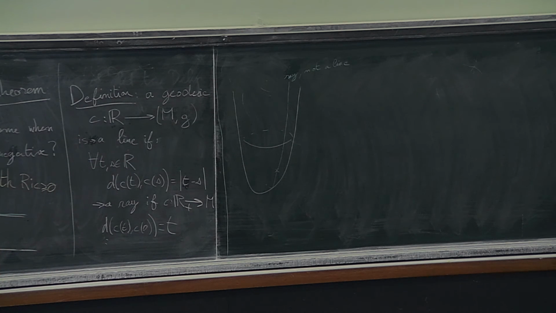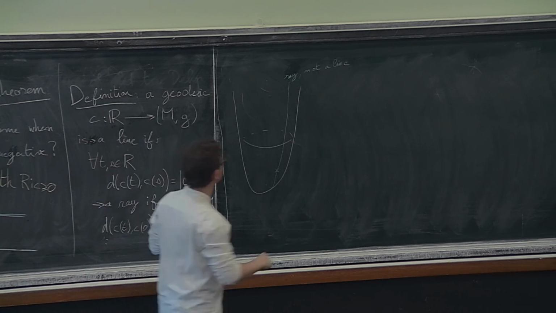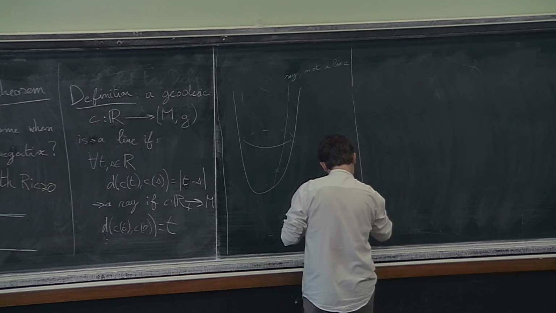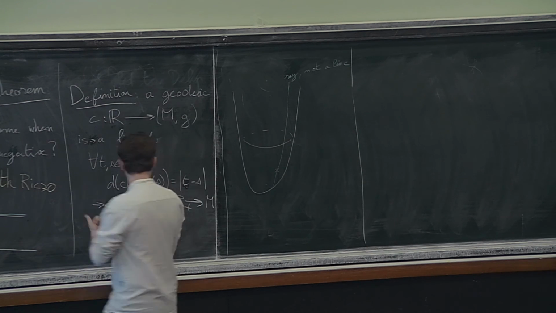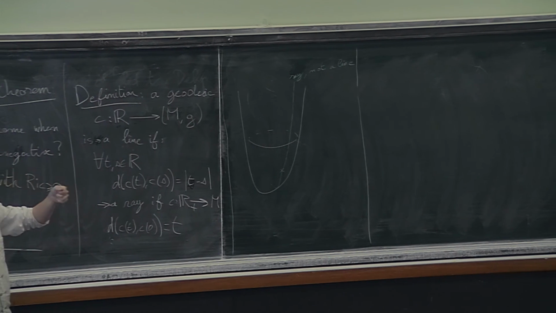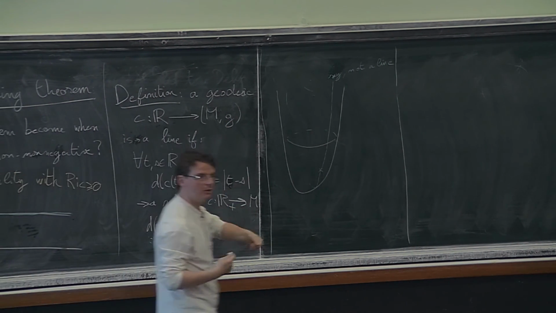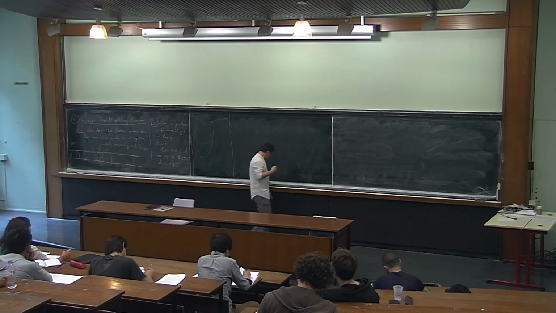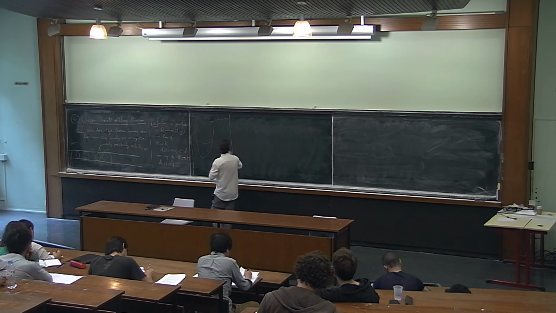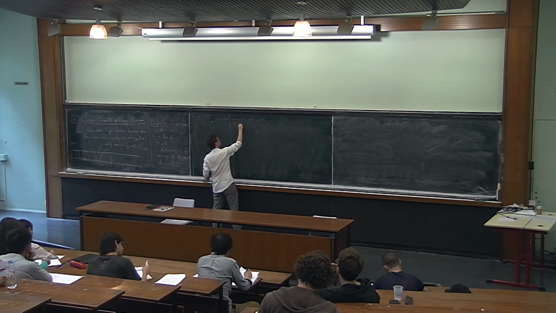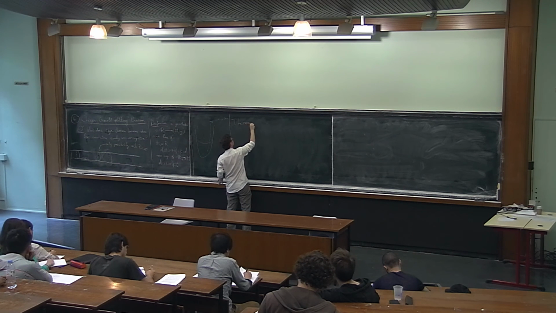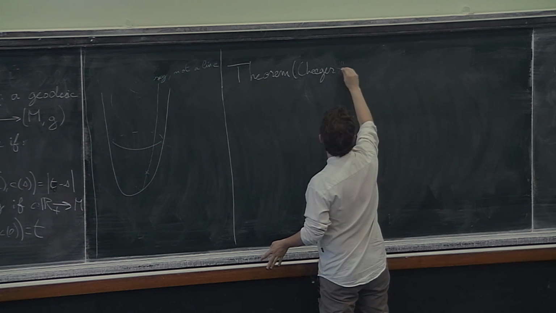Okay, so rays and lines give, and this is something I won't deal with, a way to capture the metric infinity of a Riemannian manifold. Well, now the theorem of the day. So that's by Cheeger and Gromoll.